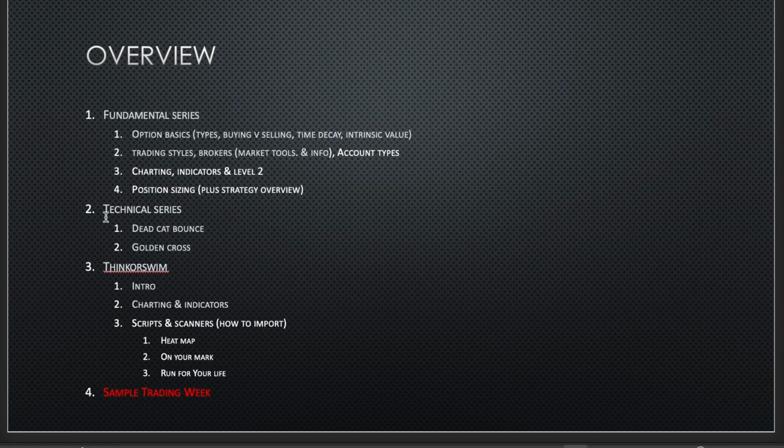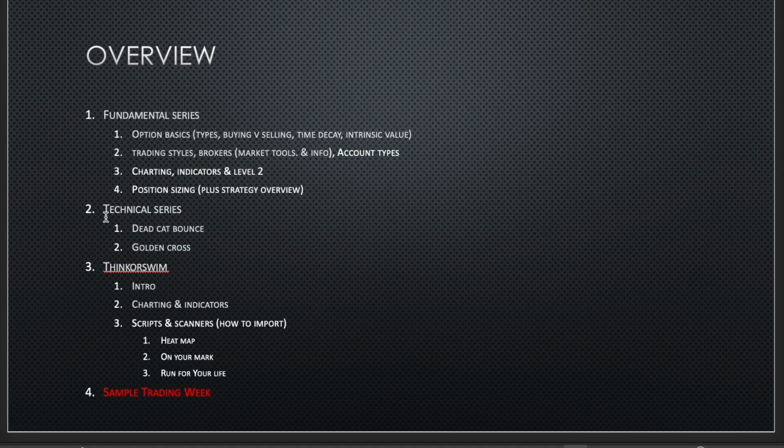In the second series, we talk more about technical stuff. So the technical series covers more charting and indicators and how they relate to certain patterns such as the dead cat bounce and the golden cross. This is important because specifically the dead cat bounce is a very common phenomenon, and a lot of new traders get caught up in buying the dip, as it is often called. And a dead cat bounce or a falling knife is something that catches or trips up a lot of new traders.